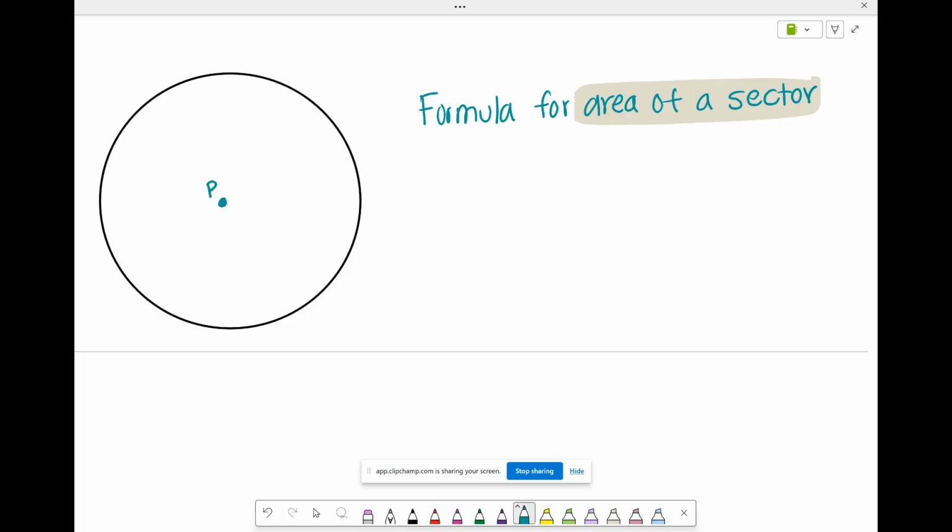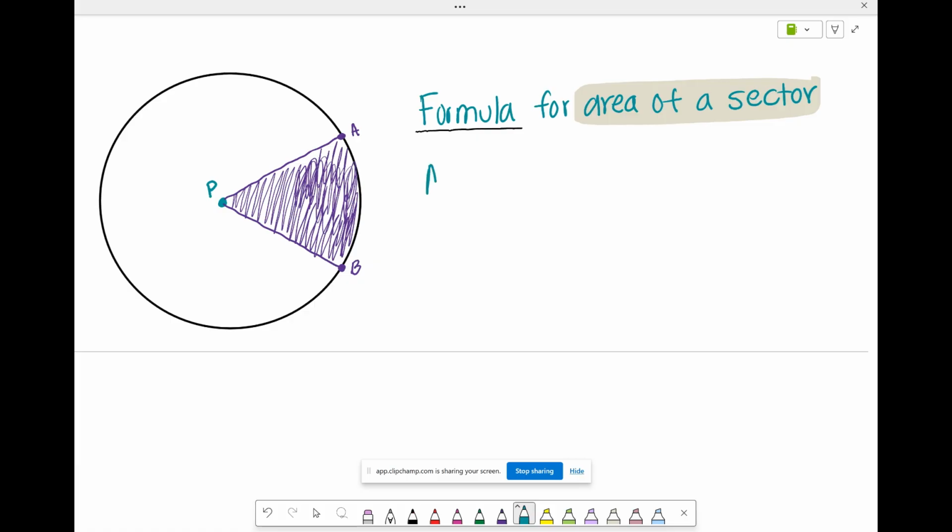Let's approximate the center of the circle, which I'm going to call P. We're going to draw two radii, and I'm going to call the endpoints A and B. What I'm shading here is part of the circle, so we call that a sector. Our goal is to find the area of the shaded region, which is a sector of the entire circle.